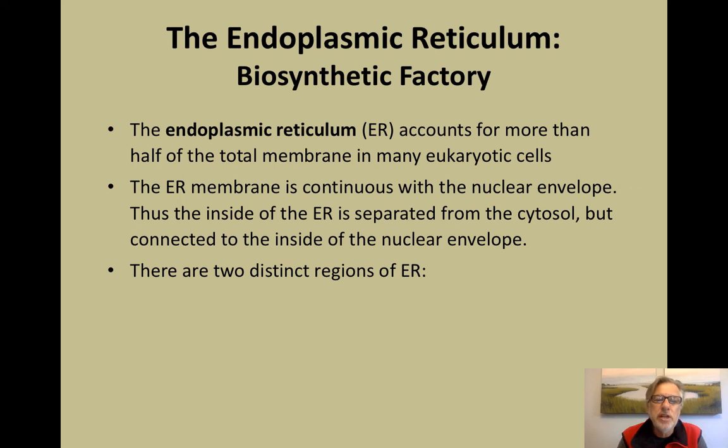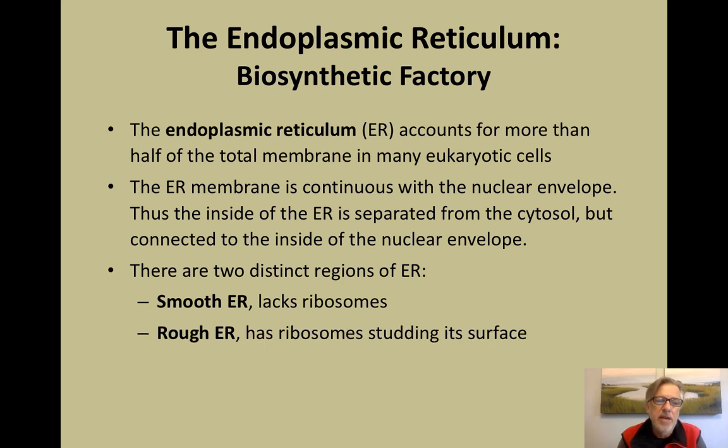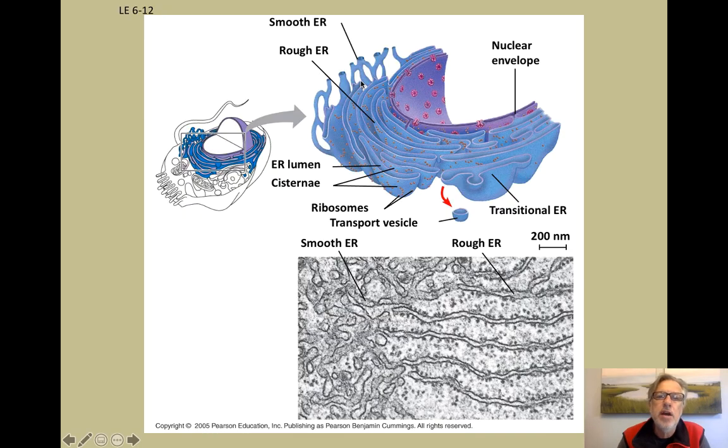There are two distinct types of endoplasmic reticulum. The smooth endoplasmic reticulum, which lacks ribosomes, and then the rough endoplasmic reticulum, which has ribosomes studding its surface. Here you can see an artist's rendition. Here, the smooth endoplasmic reticulum, which tends to look pipe-like, and then the layer-like rough endoplasmic reticulum. You can see the ribosomes that are attached to the membrane. And here's a micrograph of the same thing.